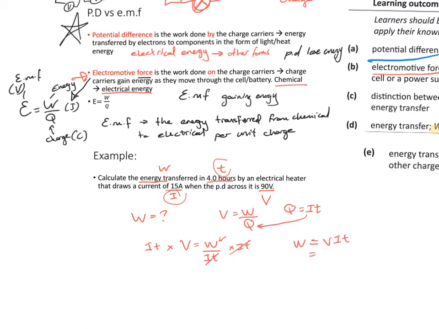And we have 90 times 15 times 4 hours. We need it to be in seconds, remember that. So that's 3,600. We should get 19,000 joules, or 19 megajoules. So this is something that you might not get a question about in the exams, but it's very helpful to know.